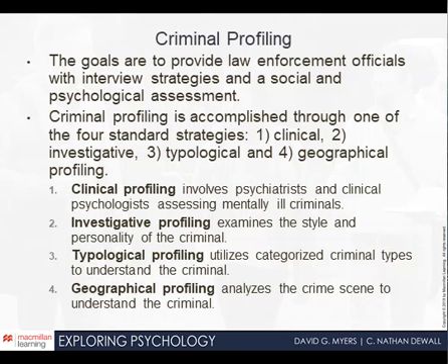Remember when we discussed personality previously? Personality, again, the rough definition would be a way in which we think, feel, and behave. When we know that about an individual, we can sort of predict what they're going to be doing given certain situations. Typological profiling utilizes categorized criminal types to understand the criminal. And geographical profiling analyzes the crime scene to understand the criminal. And of course, you've probably seen all of this and some of these items portrayed in movies and television shows that you viewed previously.